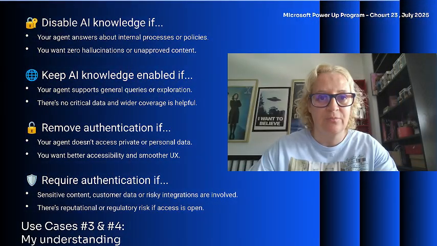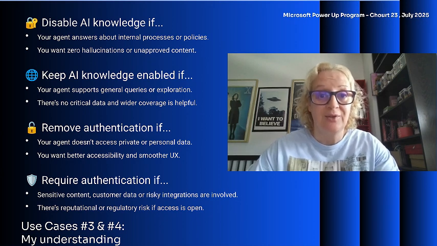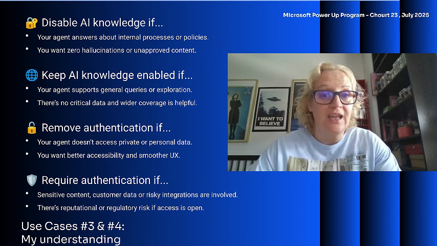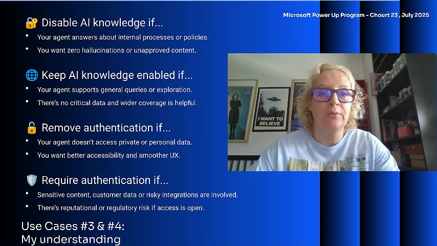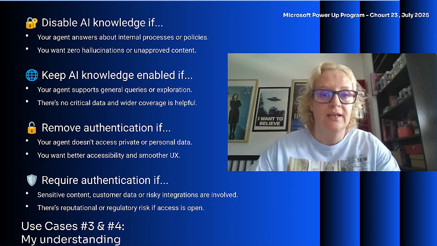After use cases 3 and 4, I understood how AI scope and authentication directly impact the reliability and security of an agent. General AI knowledge can help in public cases, but must be disabled in controlled or internal environments. Authentication should only be removed if there is no sensitive data involved. Direct file upload is key to ensuring that content is truly available and indexed.